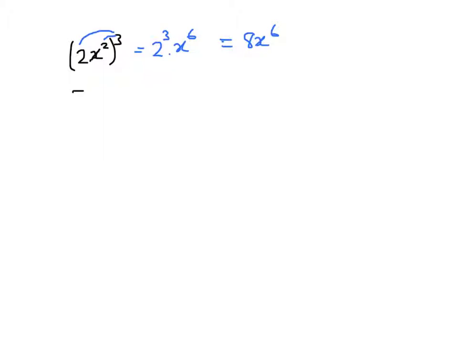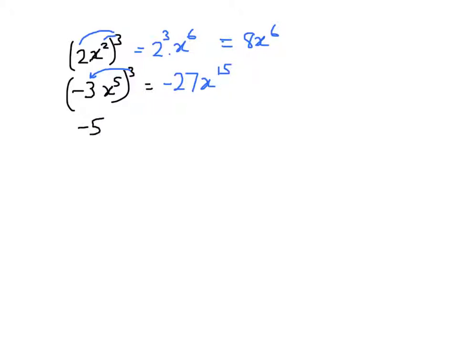If I have a negative 3 this time, negative 3x to the power of 5, all to the power of 3. Okay, a negative 3 times a negative 3 times a negative 3. Negative 3 times negative 3 is positive 9, times negative 3 is negative 27 in the front, x to the power of 15.